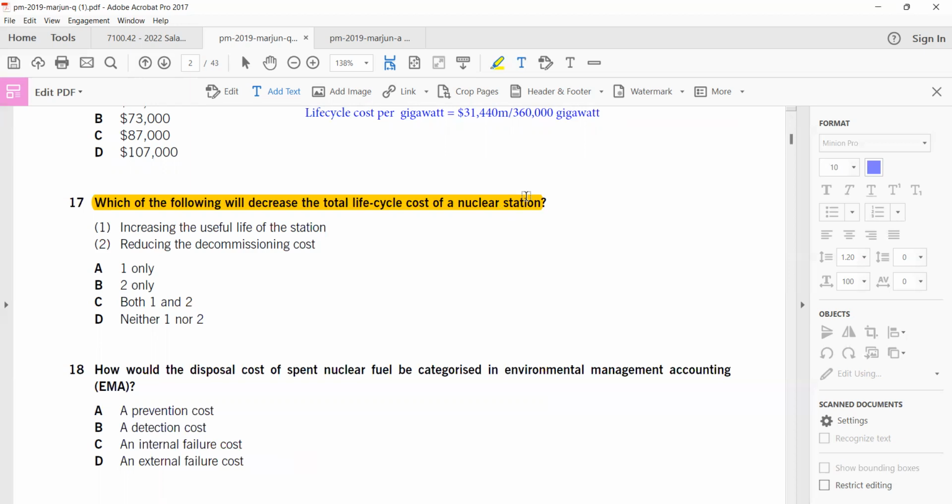I heard a lady's voice. I don't know whether it's a fear. It's not a lady's voice. Hello? It's me, Paul. Okay, Paul, let's move. So which of the following would decrease the total life cycle cost of a nuclear station? I'm with you. I can hear you perfectly.